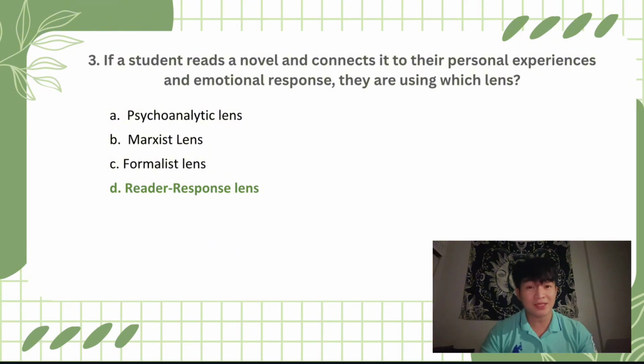Well, this lens focuses on how the characters behave in the story, how they think in the story, and of course, the psychology of the characters or the author himself or themselves, not the reader's personal feelings and personal experiences. Now let's have letter B, Marxist lens. As what I have mentioned to you earlier, the words that we can really connect to this are class, money, labor, power, etc. Now let's have letter C.